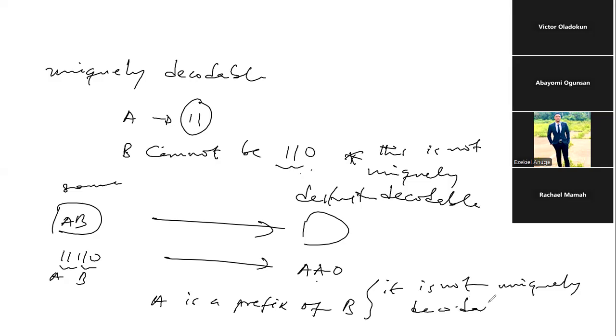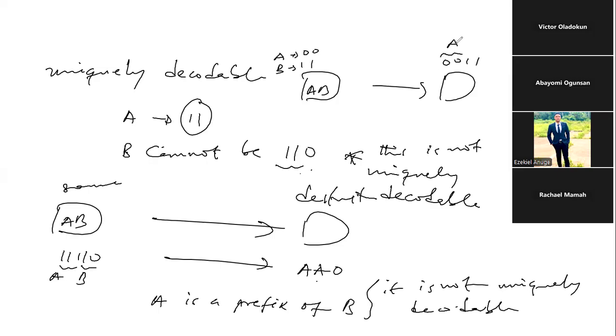So if we want to actually ensure a uniquely decodable code scheme here, probably A is 0, 0, then probably B is 1, 1. So once we transmit AB, I'm going to see 0, 0, 1, 1. So I know this is A, this is B, because no code is a prefix of the other. So it means it is uniquely decodable.